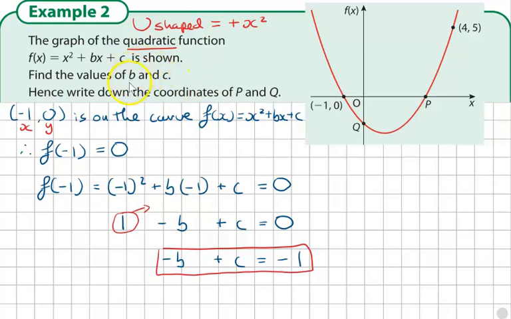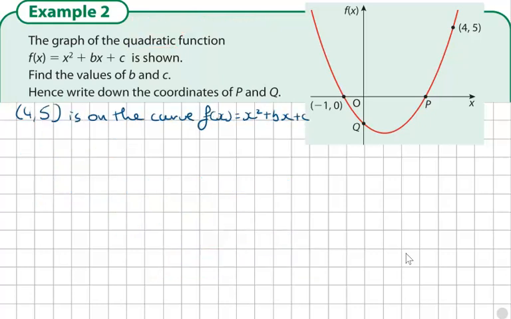So we're trying to find the values of b and c. So we're going to do this again with the other point, so 4, 5, to create another equation in terms of b and c that we can then solve simultaneously. So 4, 5 is on the curve f of x equals x squared plus bx plus c. Again, we label our point x, y. Therefore, f of 4 is equal to 5. So if we input 4, the output is 5.